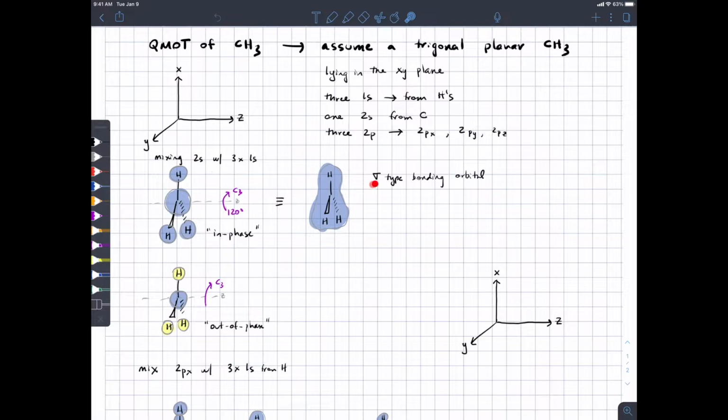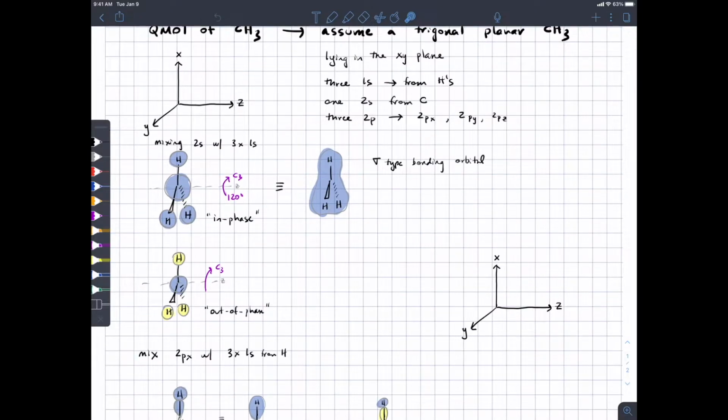We called this a sigma type bonding orbital because most of the electron density is in the space between the nuclei. Now this doesn't correspond to any particular sigma bond. Remember, this orbital would hold 2 electrons and they'd be delocalized across the whole molecule. Nevertheless, they would tend to spend their time in between the 2 nuclei. That's a sigma type arrangement, and it's a bonding type arrangement.